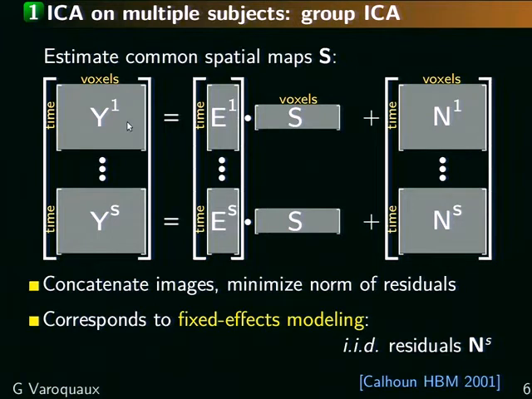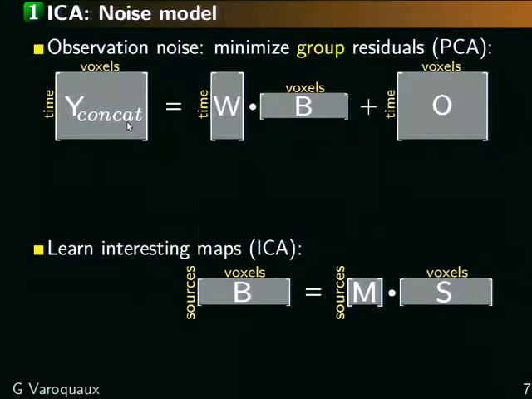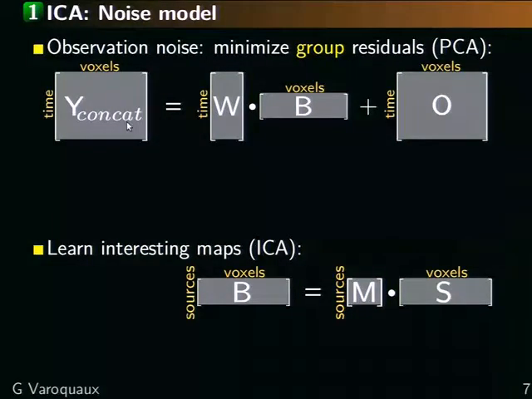What is interesting to see here is that what people are doing is minimizing the norm of the concatenated residual. And as a group model, I like to call this a fixed effect model, because really it's the norm of the residual at the group level without making any difference between subjects. So the residuals are modeled as identically and independently distributed. This was introduced by Vince Calhoun 10 years ago and has been used a lot, very successfully.